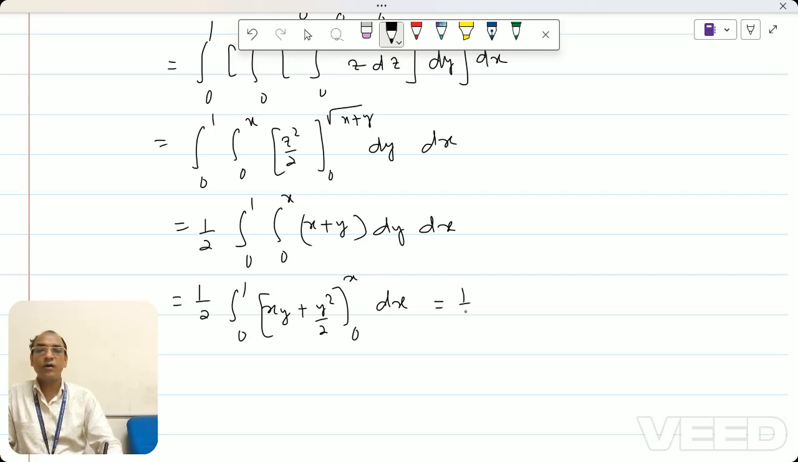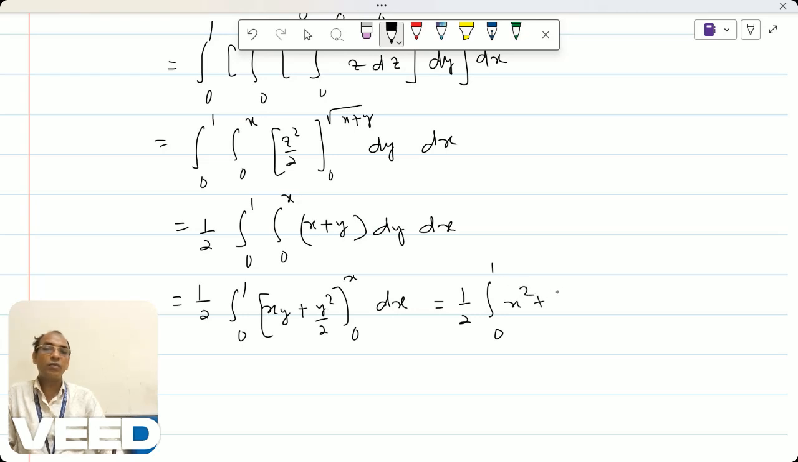Now here I can have 1 by 2 integration 0 to 1. Let me put the upper limit for y, because here I integrated with respect to y. So I have to take the limit of y, and the limits of y are nothing but 0 to x. So wherever y is there, I will put the upper limit x. So here I will have x into x, and x square by 2. So I will have x square plus x square by 2, and now I will put the lower limit: wherever y is there I will put 0, so x into 0 is 0, 0 square by 2 is 0. So no lower limit, then I will integrate it with respect to x.